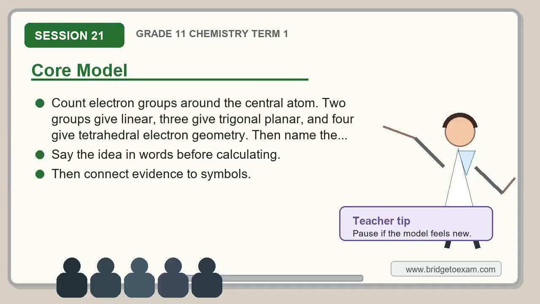The core model is this. Count electron groups around the central atom. 2 groups give linear, 3 give trigonal planar, and 4 give tetrahedral electron geometry. Then name the molecular shape based on atom positions. Do not rush to an answer. Build the model first, then let the model guide the calculation or explanation.